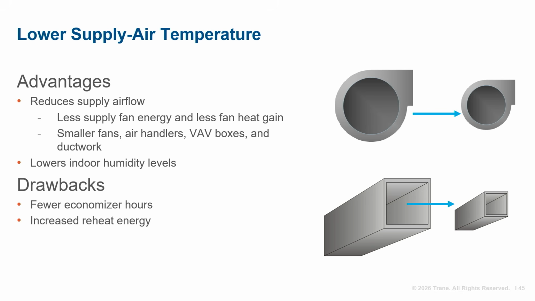However, while supplying air at a colder temperature reduces fan energy use, it can increase reheat energy and result in fewer hours when the airside economizer can provide the necessary cooling. These impacts partially offset the fan energy savings. Another potential drawback is duct condensation. However, all systems should have properly insulated and sealed ductwork. If proper attention is not paid to this, condensation can occur even in a 55-degree system.